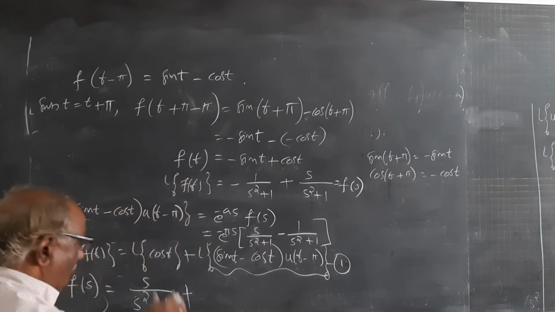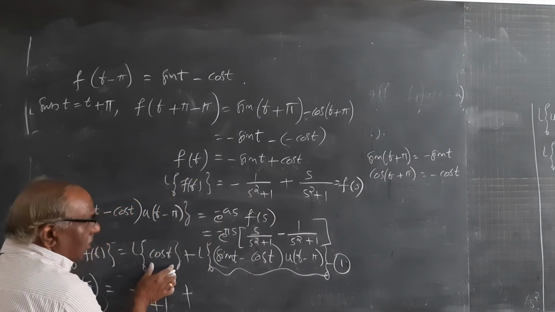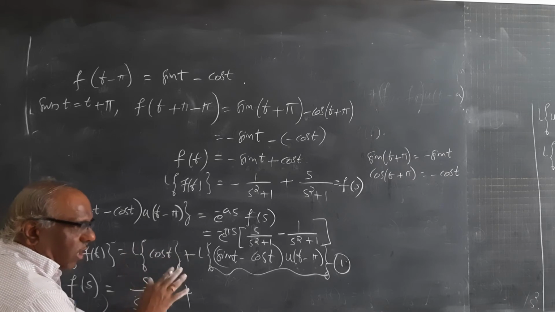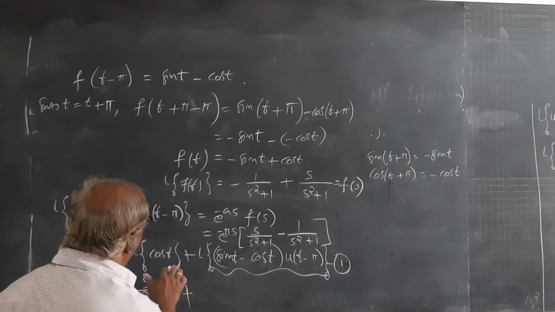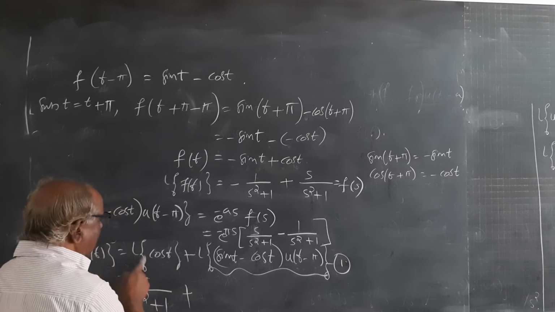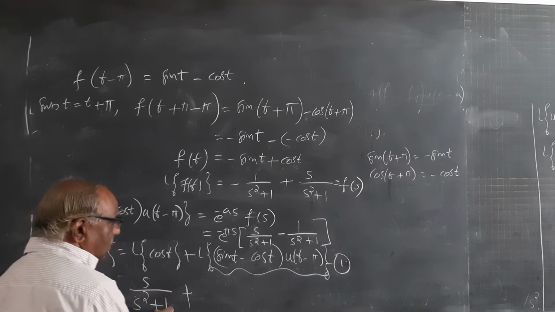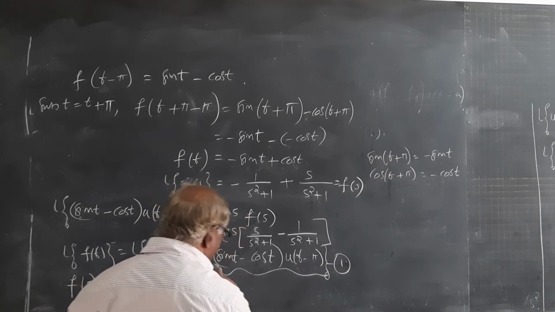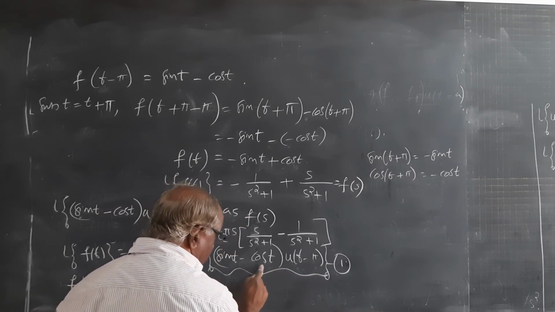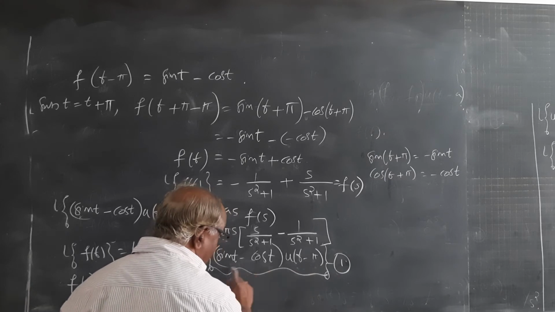Observe the point. I hope you have understood up to this. How did you get it? f1 plus f2 minus f1 into u of t minus a. By that, I got this. Now I have to find L of this. L of cos t is s by s squared plus 1. Now this is my first problem for me: L of sin t minus cos t into u of t minus pi. This I have to find.